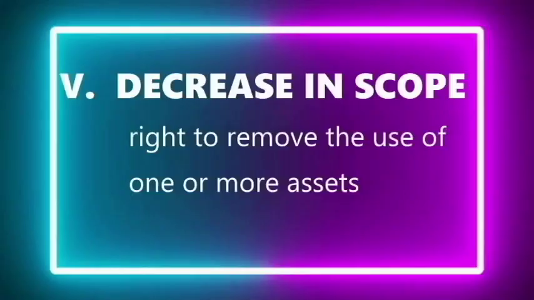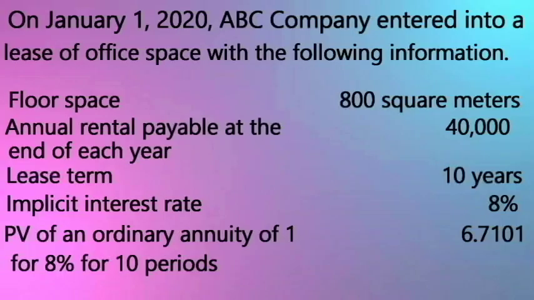Next scenario is lease modification, decrease in scope of the lease. So, unlike kanina, nagkaroon tayo ng increase in scope, which is having the right to use an additional asset. So, dito, sa decrease in scope, includes removing the right to use one asset or more. So, for the example, on January 1, 2020, an entity entered into a lease of office space with the following information. Floor space, 800 square meters.